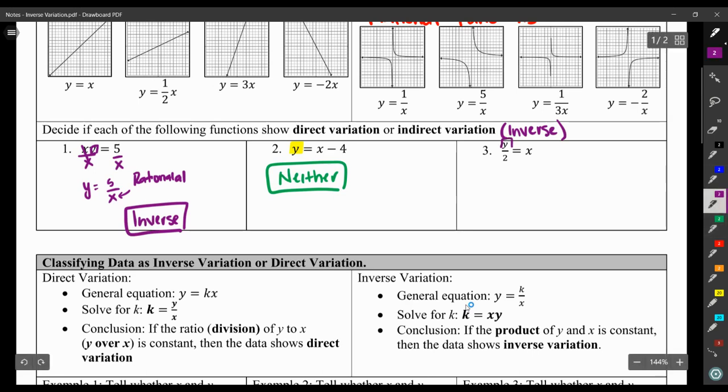Let's look at number 3. To get y by itself, we have y divided by 2. So to undo the division, we're going to have to multiply both sides by 2. And we end up with y equals 2x. Well, 2x is a linear function, and that is in the form of y equals kx. So this is a direct variation.